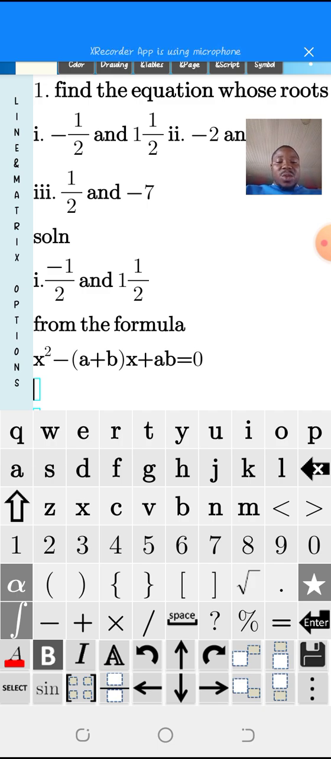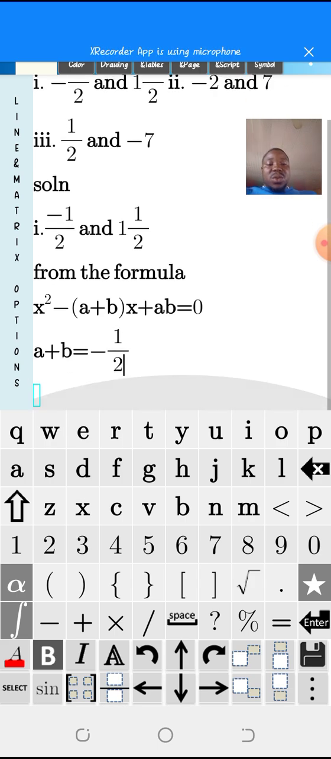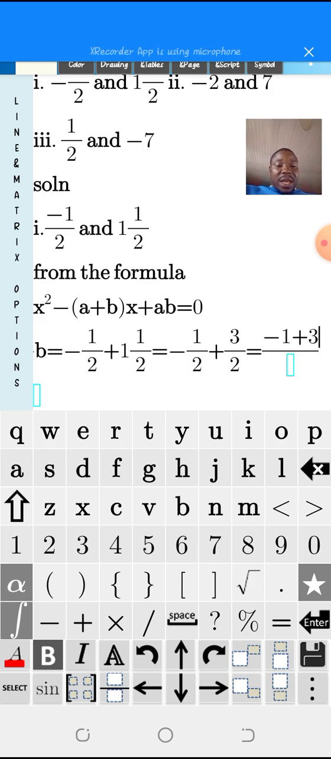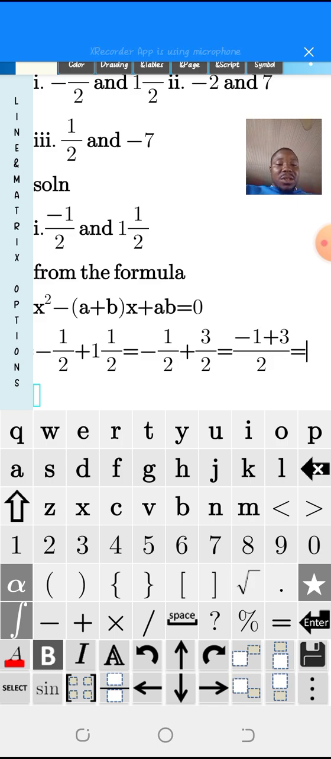Now what we do here is we first of all find a plus b. And a plus b is the same thing as minus 1 over 2 plus 1 whole number 1 over 2. So this is the same thing as minus 1 over 2 plus 3 over 2 when you convert the mixed fraction into an improper fraction. How do you do that? 2 times 1 is 2, and 2 plus 1 is 3, all over the denominator 2. So this is minus 1 plus 3 divided by 2. Since they have the same denominator, you just add the two numerators and pick the denominator. And of course, it's just 1, because minus 1 plus 3 is 2, and 2 divided by 2 gives us 1. That's the sum of roots.